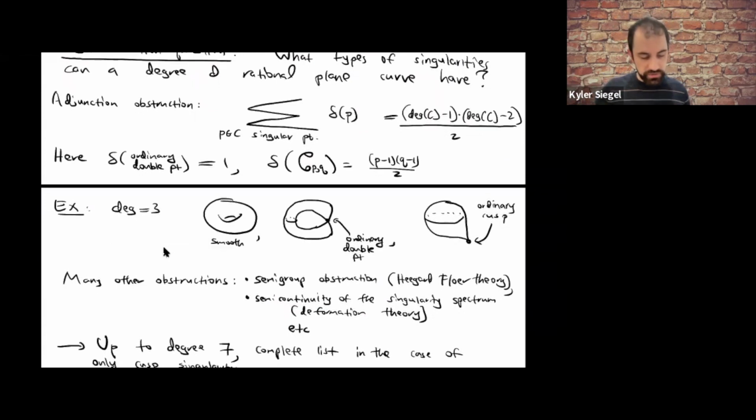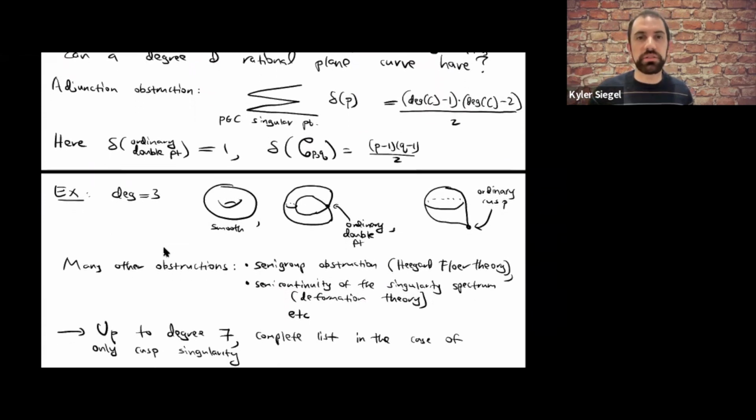So let me just try to give a small sample of the kind of things that are known. This is very far from being representative, but I believe up to degree 7, at least in the case of only cusp singularities, there's a complete list of what types of curves can occur. Basically, because the degree is small, there's a limited number of singularities you can have. The number gets pretty large, but you can write down all possibilities.